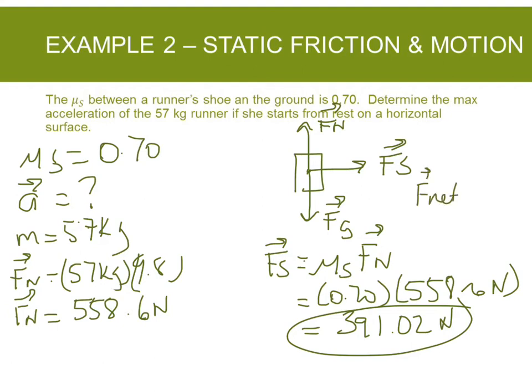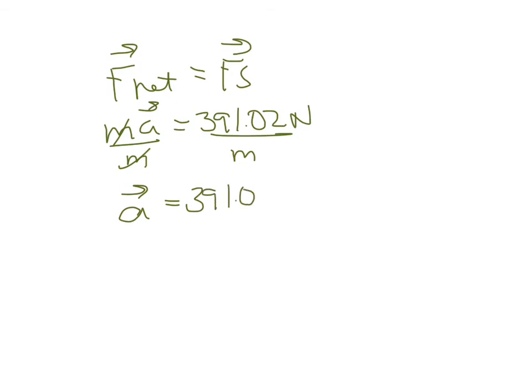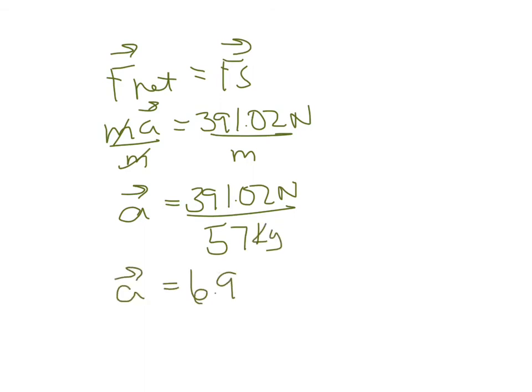So now if we go back up to our equation here, we can write an F net equation, and it's showing you that it's equal to our force of static friction. So if F net is equal to our force of static friction, that means we can replace this with mass times acceleration, and we can put our force of static friction in, and then if we divide both sides by our mass, we will get our acceleration. So we get 6.9 meters per second squared.